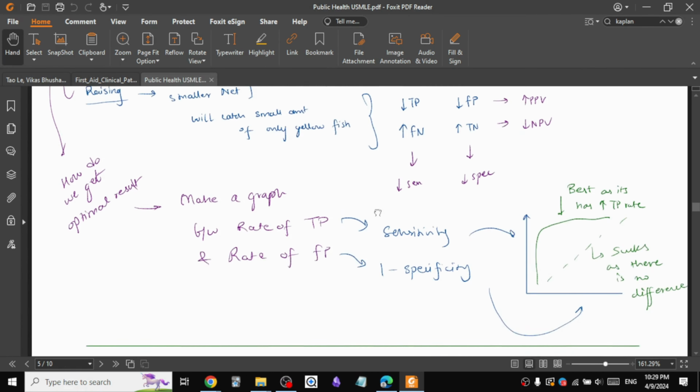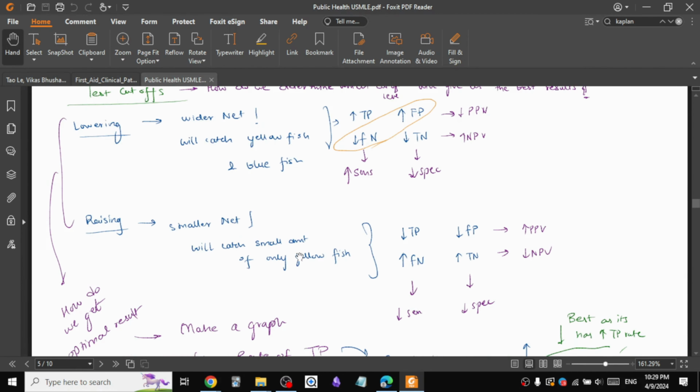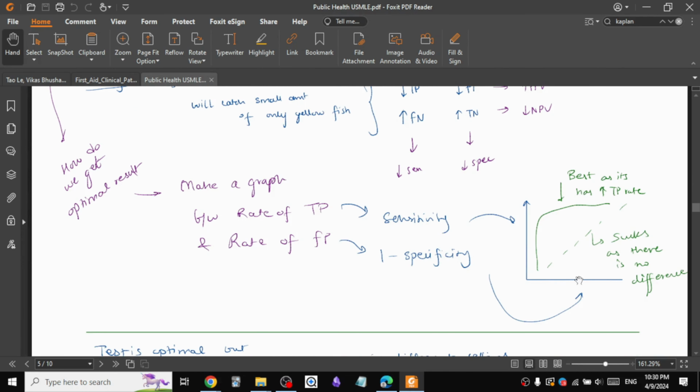Okay, how do you get optimal results? Now you can sit there and try to compare for each and every value. Go over and over in a loop and try to change the cutoff value, determine the PPV, NPV or something, right? Change the cutoff value, get a set of these values, and then try to figure out what happens. What's the easiest way to do it? Draw a curve, right? How does one thing change with respect to another thing? What are the two things that I'm talking about? Make a graph between the rate of true positive and the rate of false positive.